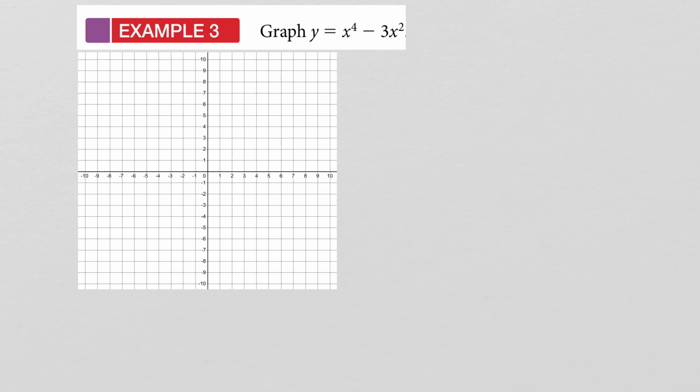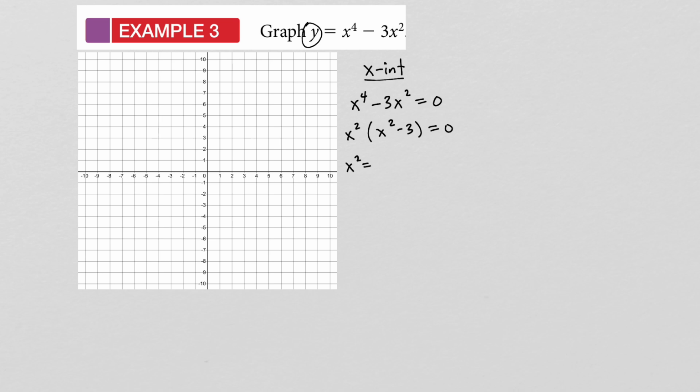So for our next one, we have y equals x to the fourth minus 3x squared. Now this one really is a little bit different. So again, let's go ahead and find our x-intercepts by letting y equal 0. So we get x to the fourth minus 3x squared equals 0. I can solve this by factoring out an x squared, which gives us x squared times (x squared minus 3).